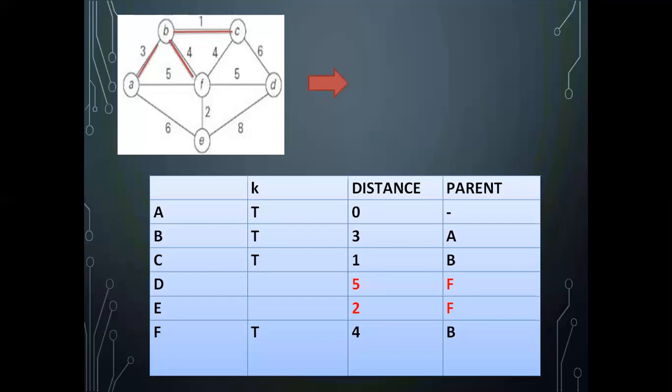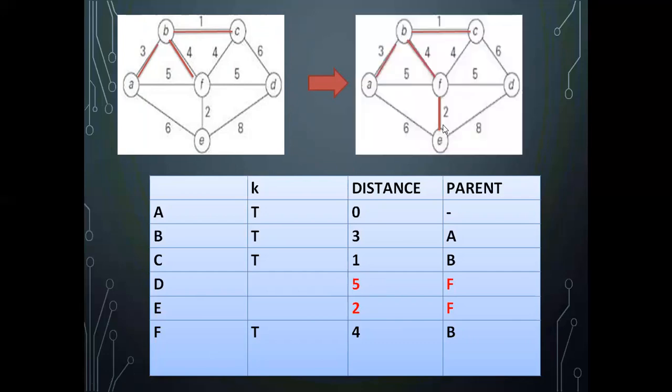Now, which one should I select? The one which has the smallest weight. Which has the smallest weight? The smallest weight is on FE, so you will be adding that. FE is the edge you have to add. So FE has been added. Now from E, I should check what all the edges present are.